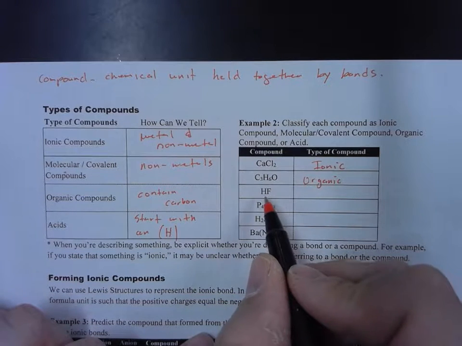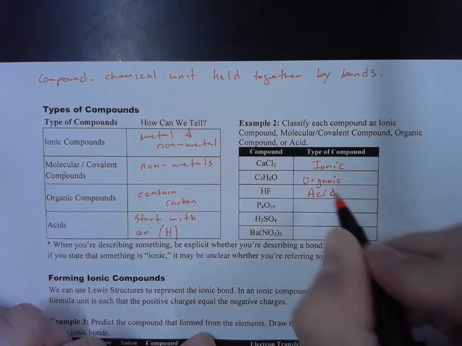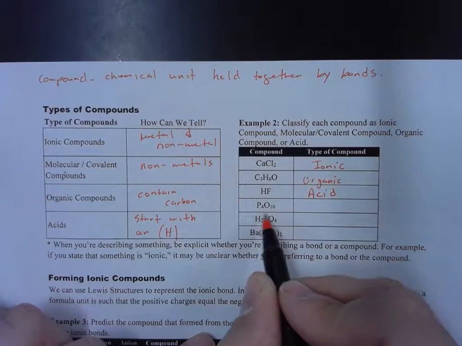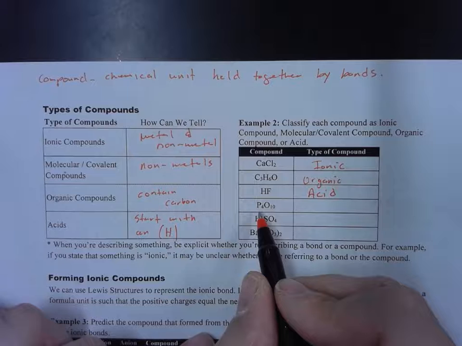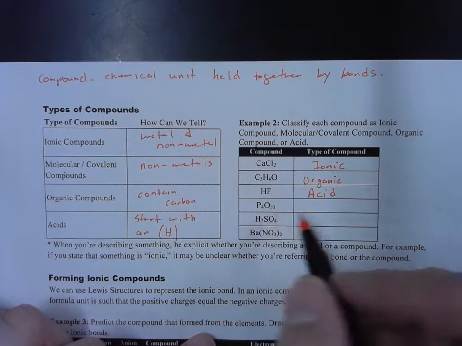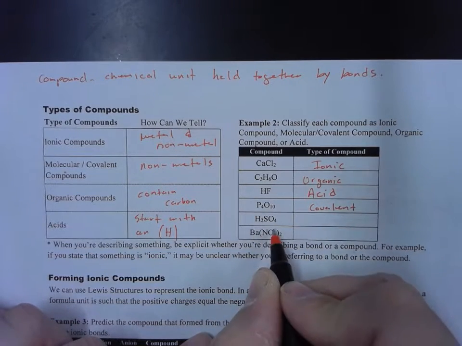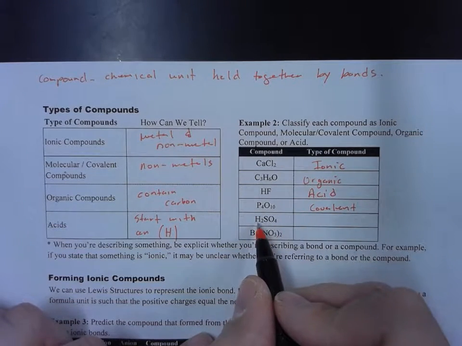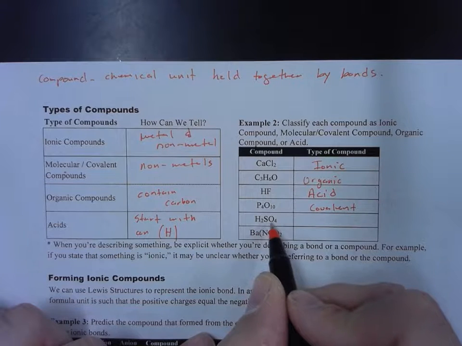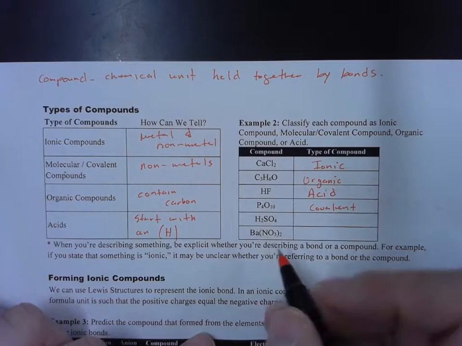HF. Well, the fact that there's an H in front tells me that's an acid. In fact, that's called hydrofluoric acid. Okay, that's an acid. P4O10. Phosphorus, nonmetal. Oxygen, nonmetal. Okay, so that's going to be covalent. H2SO4. Well, I know that there's an H in front of this SO4, so that's a dead giveaway that that's an acid, and in fact that's sulfuric acid.